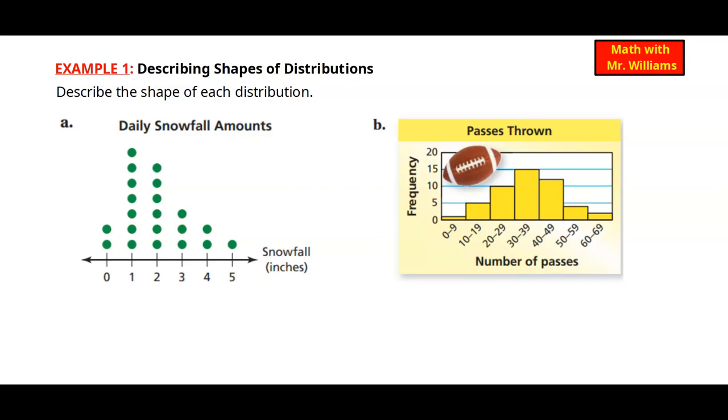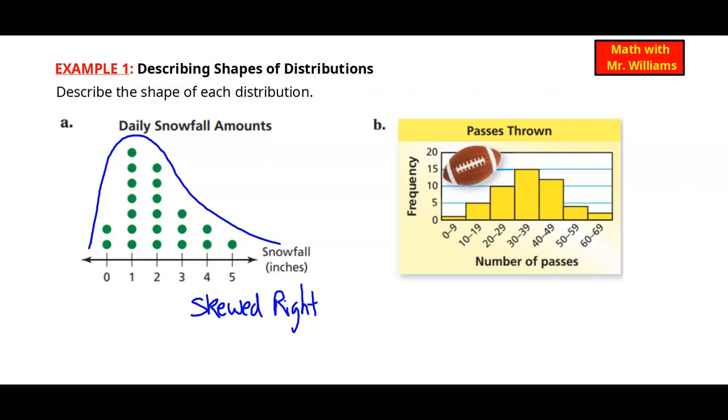So in this case, when we're looking at this, we see most of the data are on the left, and the tail extends to the right side. So therefore, the distribution is called skewed right. All right, on to B.